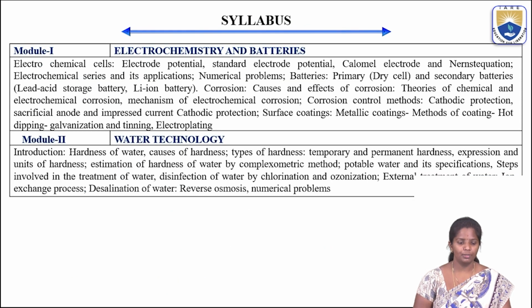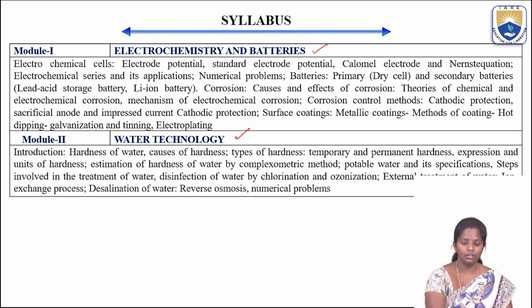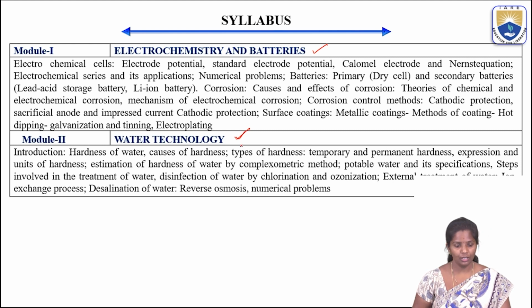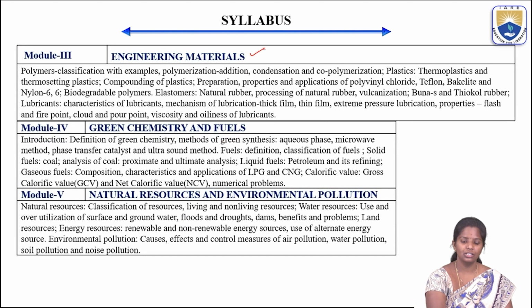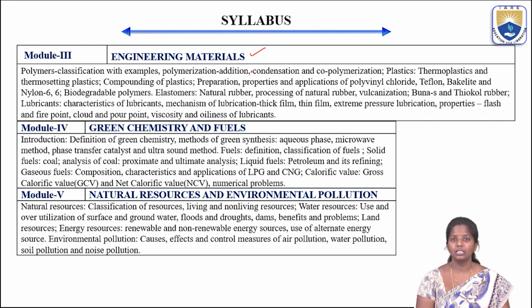If you see the syllabus, Module 1 is electrochemistry and batteries, and Module 2 is water technology. We saw the CO-PO mapping of Module 1 in the last session. Now let us see Modules 2 and 3. What is the third module? Engineering materials, which includes polymerization reactions with mechanisms and different polymers that are in wide usage.